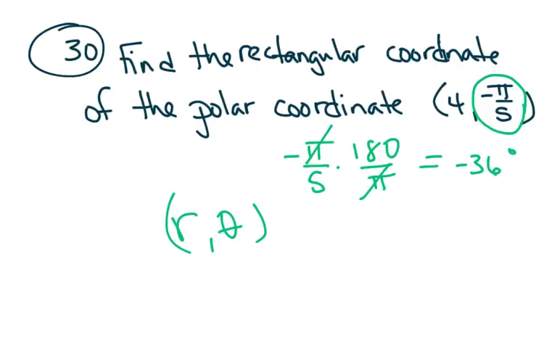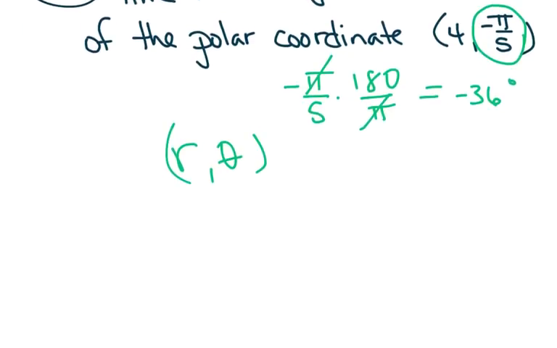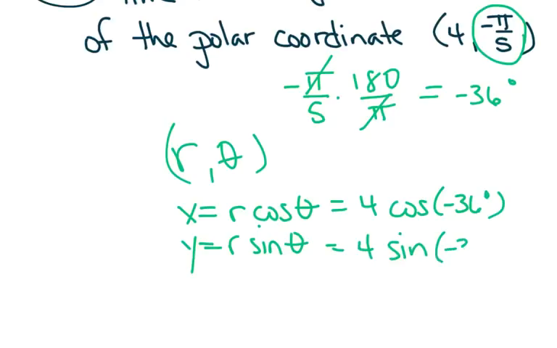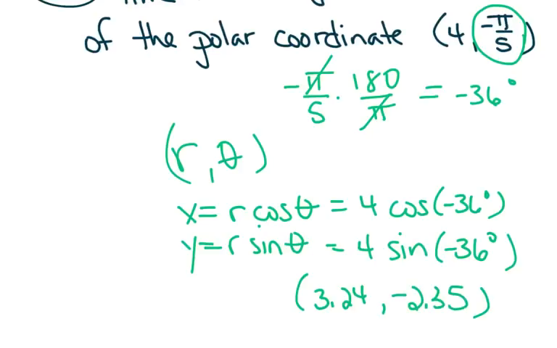We have this formula for finding the rectangular coordinates. X is r cosine theta, and y is r sine theta. So to find the rectangular coordinates, we're going to do 4 times the cosine of negative 36, and we're going to do 4 times the sine of negative 36. And it's okay that the answers are decimals. It's going to be 3.24 for x and negative 2.35 for y.